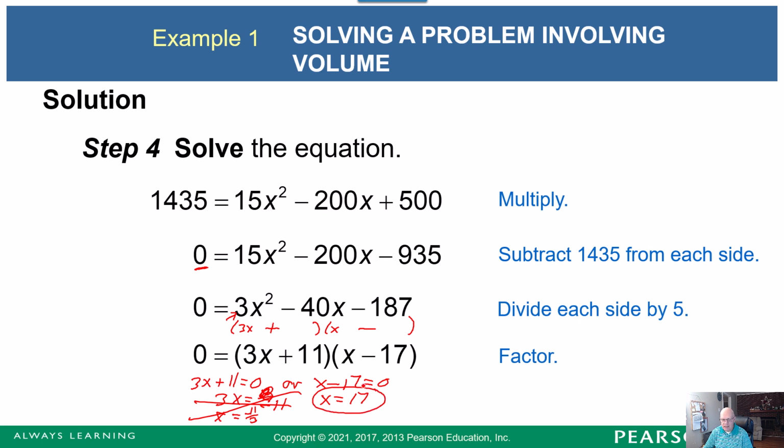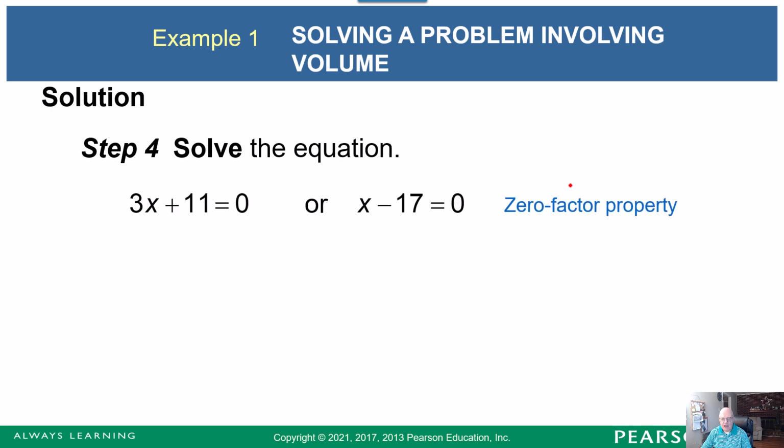17 inches. Now we can go back. What does the original rectangle look like? The original rectangle, if we could go back a couple slides, one side is x, one side is 3x. So the original box, draw that again, one side is 17 inches and the other one is 3 times that, or 51 inches. And those are our answers.